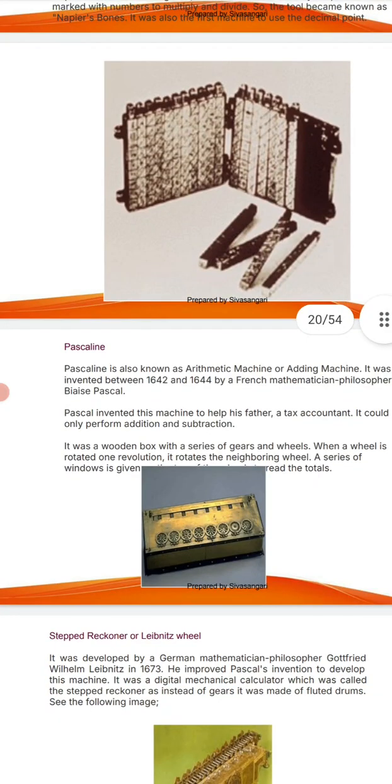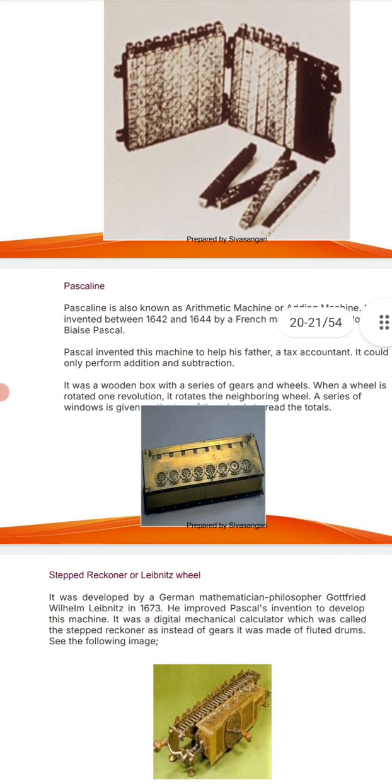Next one is Pascal line. Pascal line is also known as arithmetic machine or adding machine. It was invented between 1642 and 1644 by a French mathematician and philosopher, Blaise Pascal. Pascal invented this machine to help his father. He was a tax accountant, so it can perform only addition and subtraction.